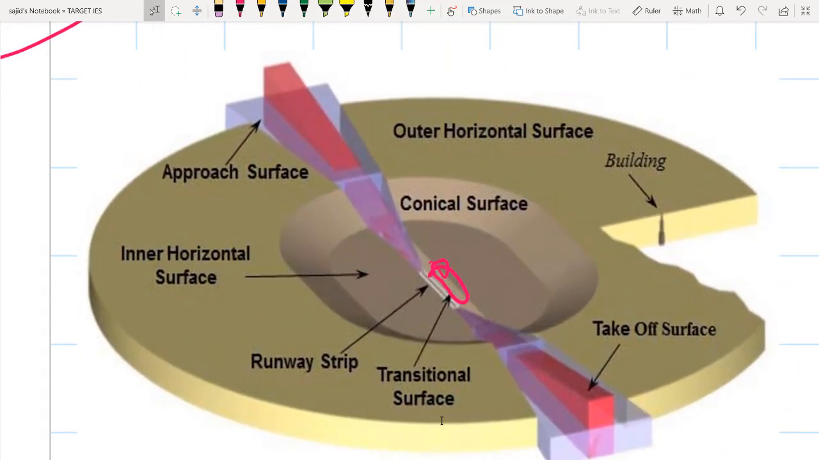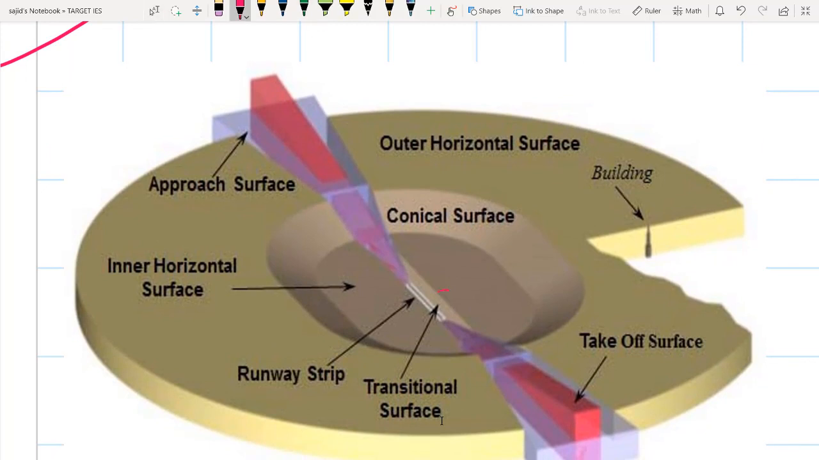Okay, so you can see, I have zoomed the diagram. So on the sides you will be having the transitional surface on this side and on this side also. This transitional surface will have a slope of roughly around 1:7. A slope of 1:7 will be there, that means around 14% slope for this transitional zone. And at the end of this transitional zone will come the inner horizontal surface, IHS, inner horizontal surface. The inner horizontal surface will be at the height of 150 feet, in meters roughly around 45 meters. Please make a note, the inner horizontal surface will be at 45 meters.